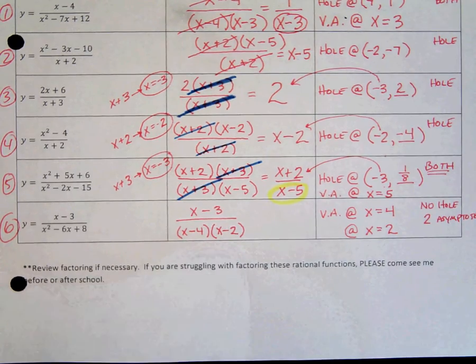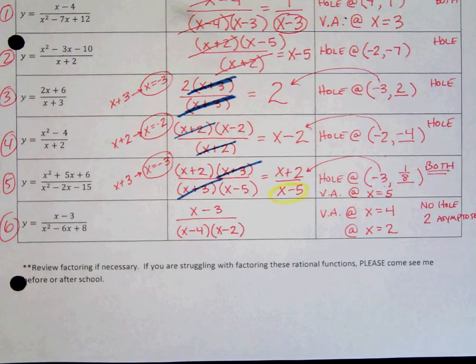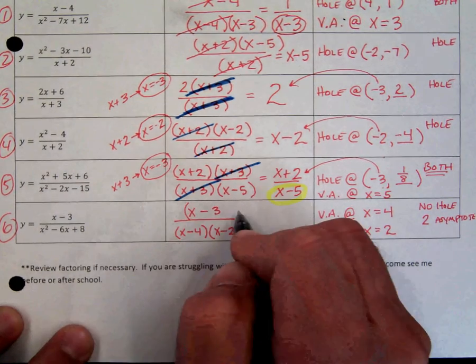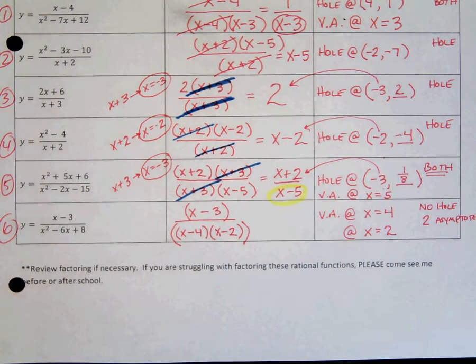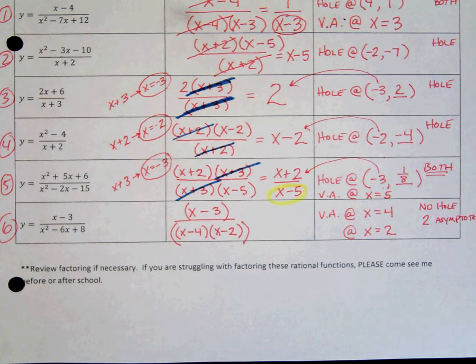If you want to check this out on your graphing calculator, I remind you to put the top in parentheses and the bottom, very important, a double set of parentheses to hold that entire denominator so you can check it out. You should see two vertical asymptotes at x equals 2 and x equals 4.